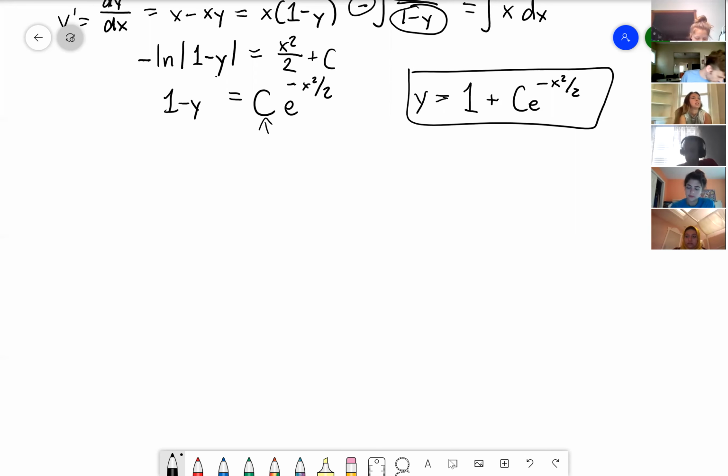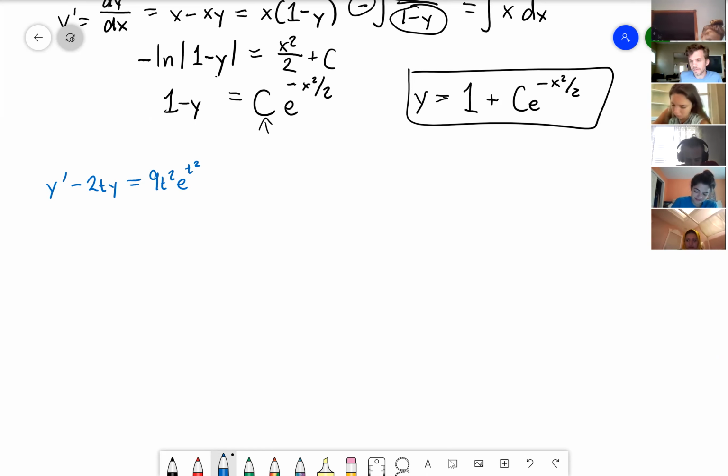Okay, so here is a problem. I think, if I'm not mistaken, Sydney, this is one of the ones I'm going to look at. Okay, so let's try this out. We'll do it in a different color, so let's do this one in blue. y prime minus 2t y is equal to 9t squared e to the t squared. This is another trick of people who have to come up with these kinds of problems: you stick an e to the something over here and everything.